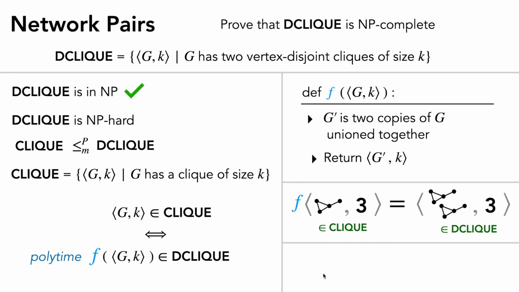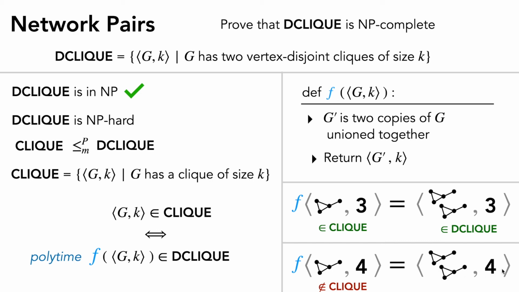How about the other direction, when we have a no instance of clique? Well, a no instance of clique might look something like this. There are no cliques of size 4 in this graph. So the transformed version again looks something like this. And again, this is not going to be an element of d-clique because we need 2 vertex disjoint cliques. Since there wasn't a clique in the original graph, and it's not possible to have edges across these 2 copies of the graph to form any new cliques, this is also going to be a no instance of d-clique.